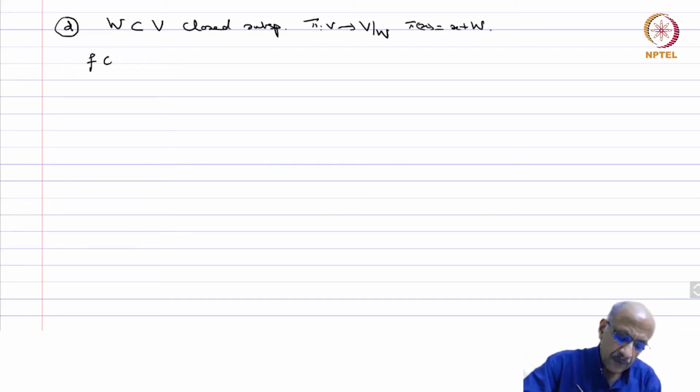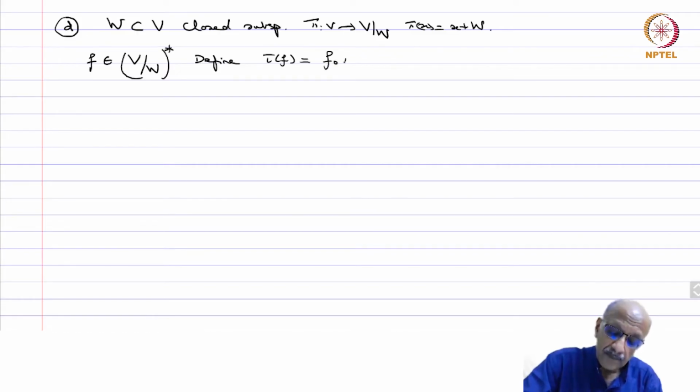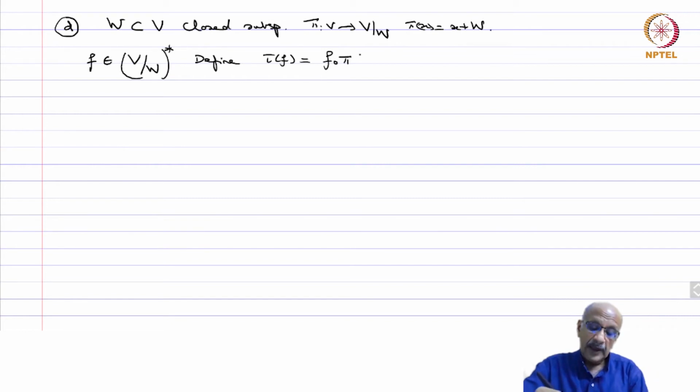So F belongs to (V by W) star. Let F belong to the dual of the quotient space. Define tau of F equals F composed with pi. So pi will take you from V to the quotient space to R. So this is in fact in V star.